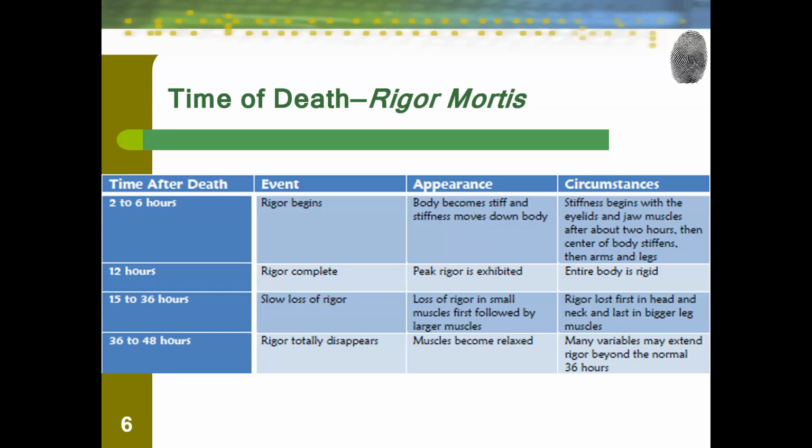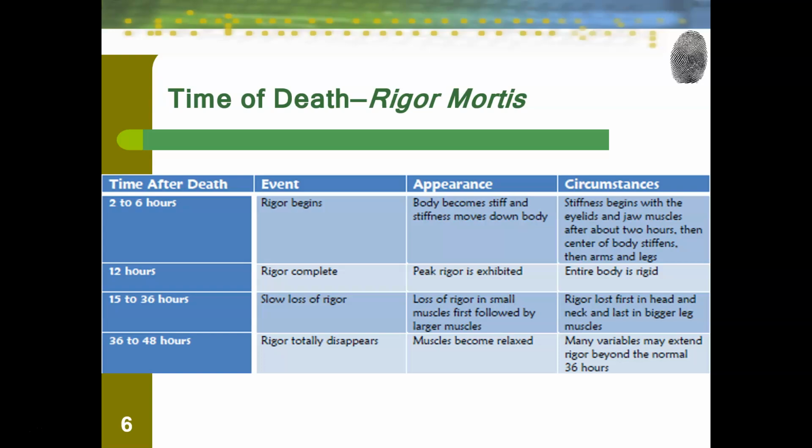As far as a chart for you of the timeline that you need to know, after death, the about 2 to 6 hour mark is when rigor is going to begin. This is when the body becomes stiff, and the stiffness moves down the body in the order we talked about before. Stiffness begins with the eyelids and jaw muscles after about 2 hours, and then the center of the body is going to begin to stiffen at that point. At about the 12-hour mark, rigor is going to be complete. The entire body is going to be in rigor mortis.